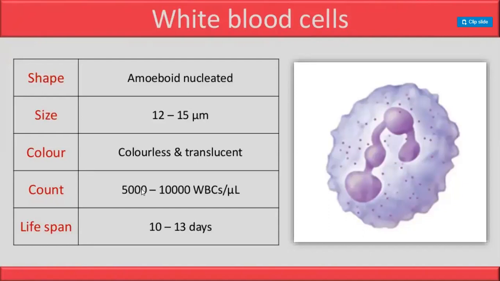They live 10 to 13 days, probably because they are always engaged in a fight. They are always fighting against infection, bacteria, and viruses. And because they are always engaged in a fight, most of them die in the process. And so that is why they have a very short lifespan when compared to the red blood cells.